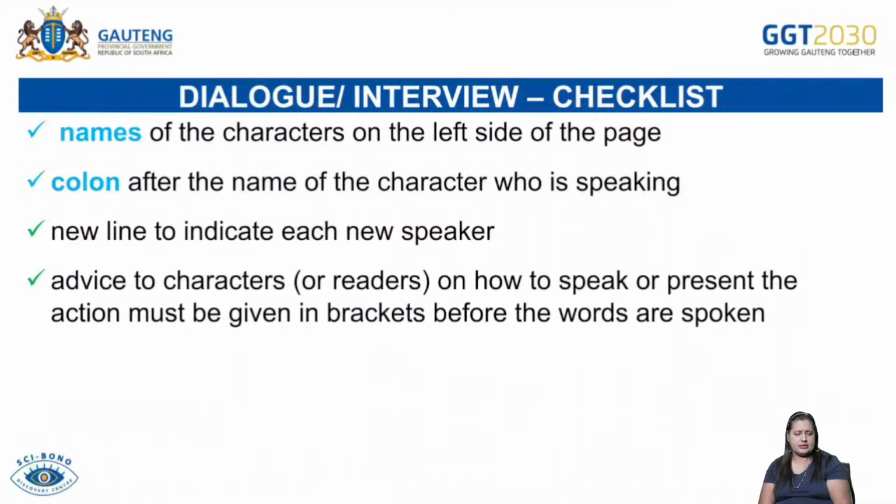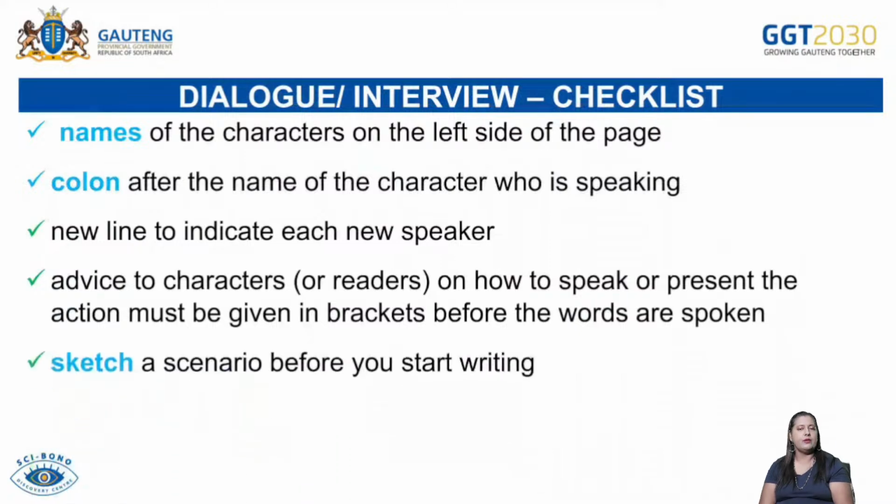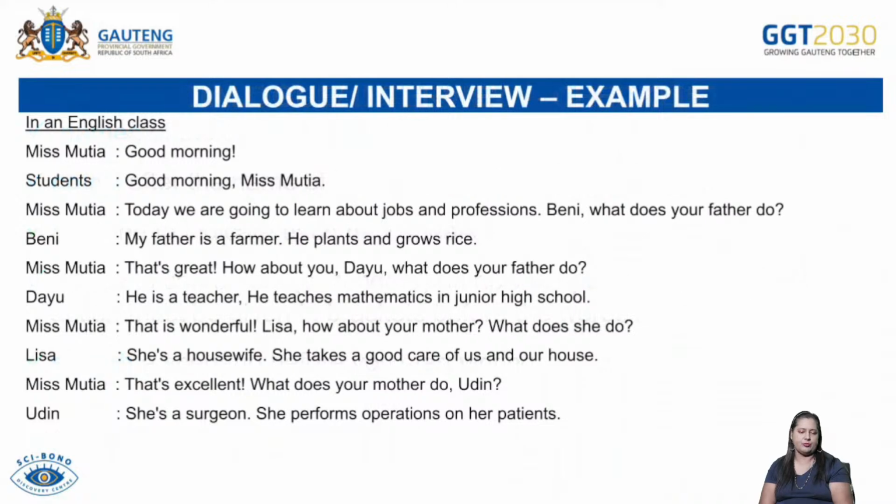So advice to characters or readers on how to speak or present the action must be given in brackets. Now that would only come into play when you're dealing with the dialogue. Maybe you want to include some scenario or something, but I would say to you, be very careful with that, okay? Because if you're going to spend a lot of words on the scenario and then the dialogue, the conversation, doesn't come out too clearly, then you're not really getting the most appropriate mark. So keep it, again, very short if you need to use that setup. All right, and the scenario must be sketched before you start writing.